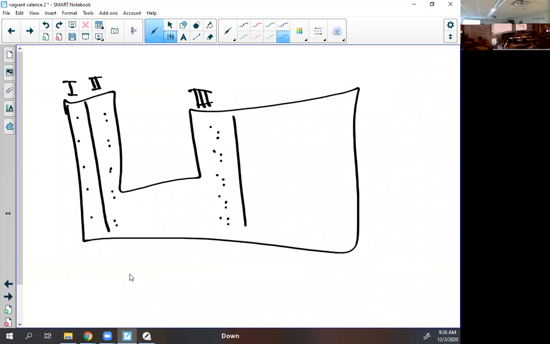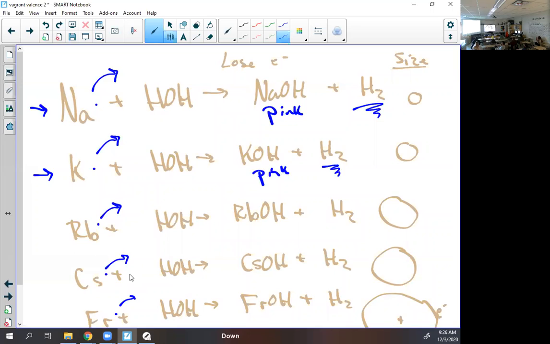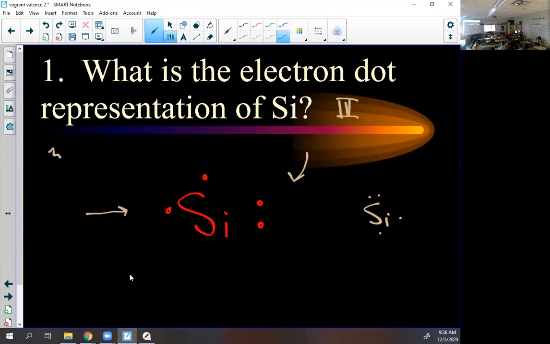All right. So same family, same properties. Okay, so here we go. What is the electron dot representation of Si? It's an Si with 4 dots.